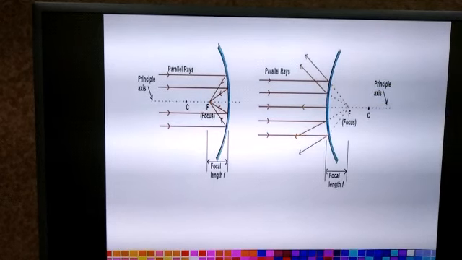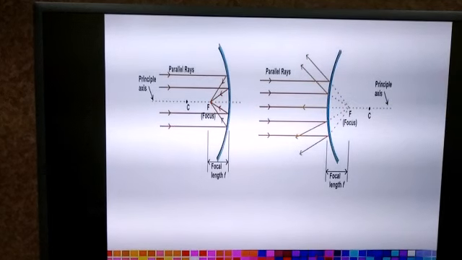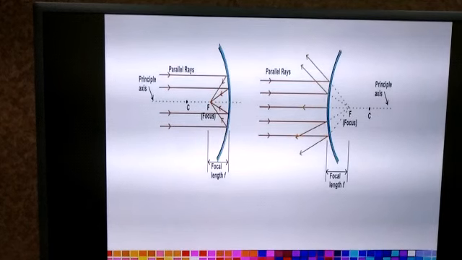So here the reflected rays are not actually meeting at a point. They are appearing to meet at a point. Why? Because those rays are extrapolated or pulled back and they meet at some point on the principal axis. So this point is called the principal focus of convex mirror. So how do we define principal focus of convex mirror? Rays of light parallel to the principal axis. This is your principal axis. So rays of light parallel to the principal axis and incident on a convex mirror appear to meet at a point after reflection. So this point is called the principal focus of convex mirror.